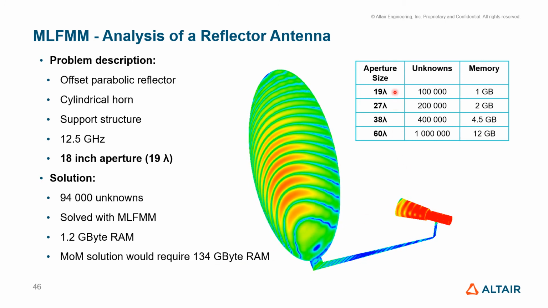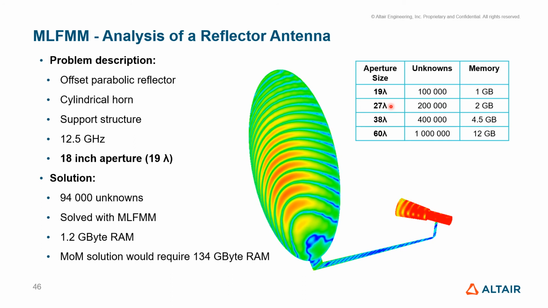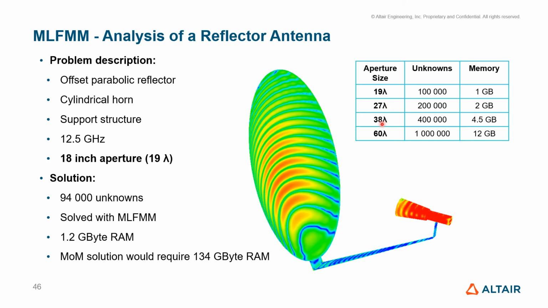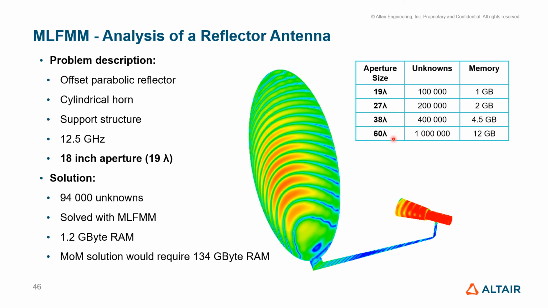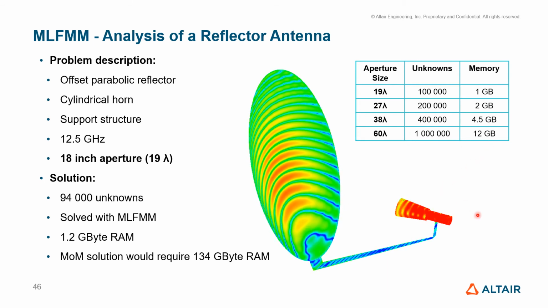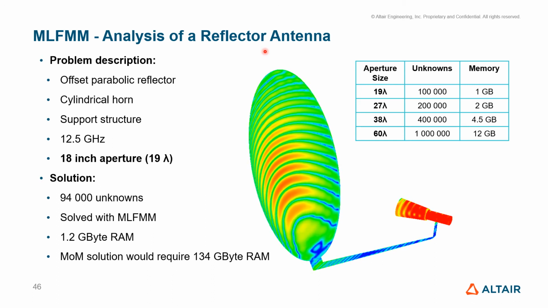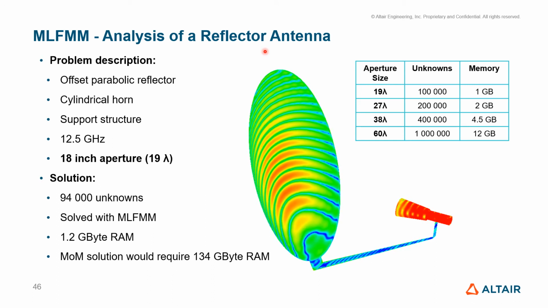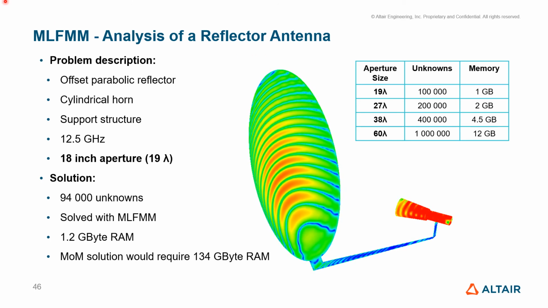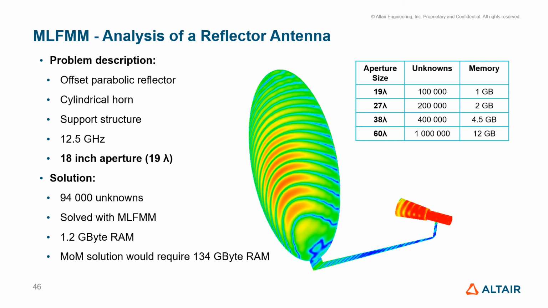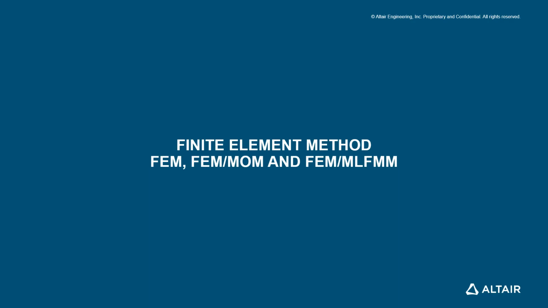With that, now we can go to 27 wavelengths is 2 gigabytes of memory, 28 wavelengths, 4.5 gigabytes, 60 wavelengths, 12 gigabytes. So you can really take large reflector antennas and do a complete analysis, including the supporting structures, using MLFMM on a reasonably decent computer. Now, let's take a look at the volumetric methods, finite element method, and FDTD next, and then go to the asymptotic methods after that.